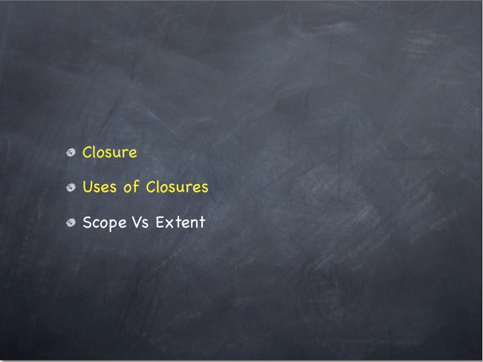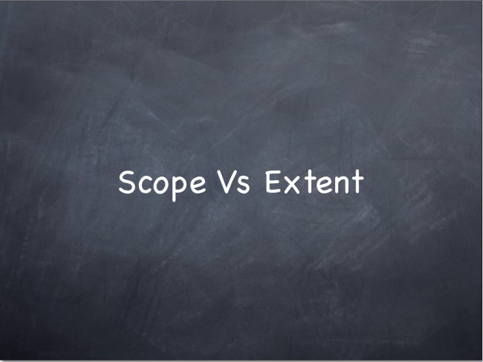Now I want to go over scope versus extent. What do we mean by scope and what do we mean by extent? The scope of a variable describes where in a program's text the variable may be used, whereas the extent describes when in a program's execution a variable has a value. Extent has to do with the lifetime.